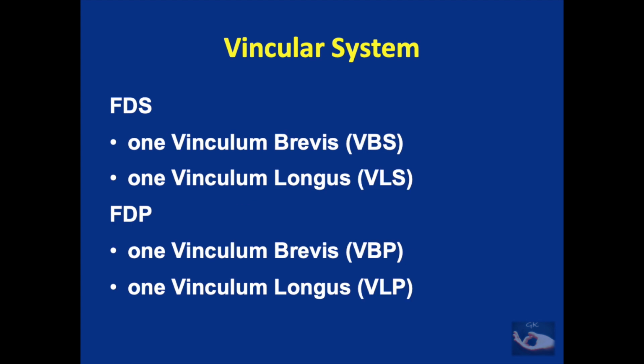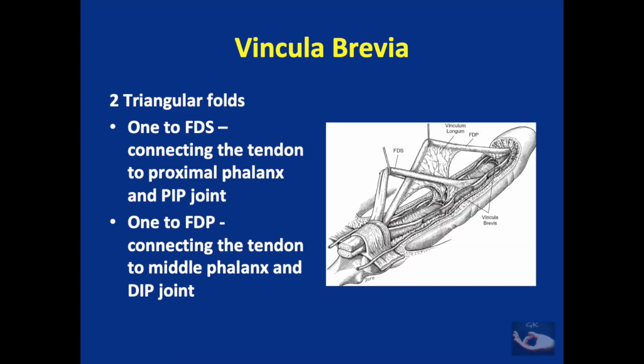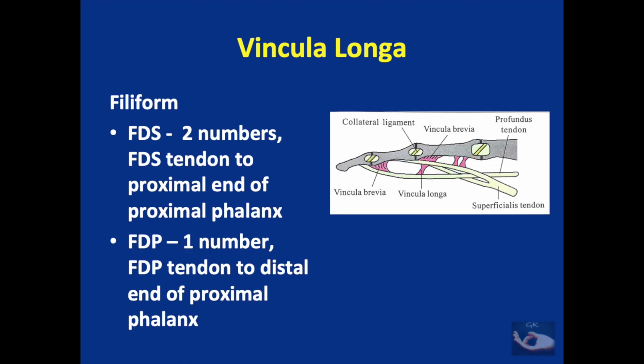The flexor digitorum superficialis has two vincula, one vinculum brevis, otherwise called the VBS, and one vinculum longus, the VLS. The FDP similarly has one vinculum brevis, VBP, and one vinculum longus, the VLP. The vincula brevia are triangular folds, one to the flexor digitorum superficialis connecting to the tendon at the level of the proximal phalanx and PIP joint, and one to the FDP connecting it to the middle phalanx or DIP joint. The vincula longa, on the other hand, are more delicate and filiform.